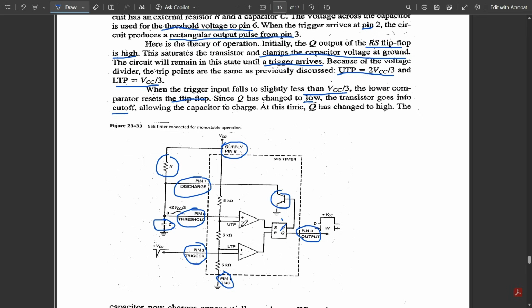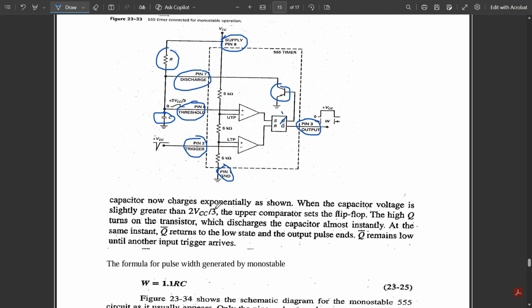Then the trigger point would be activated at the upper comparator, producing a rectangular pulse. Okay, at this time Q has changed to high. The capacitor now charges exponentially as shown in the figure. Then when the capacitor voltage is slightly greater than, it would be reaching somehow nearer to 2 VCC by 3. As I've told you, the upper comparator sets the flip flop.